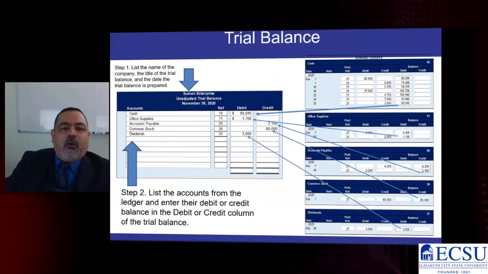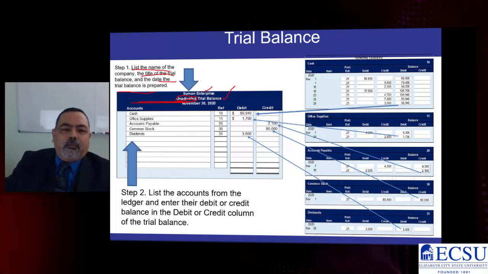In step number one, what I had said to you was you list the name of the company, the title of the trial balance, and the date the trial balance is prepared. Now, for clarity purposes, I have written unadjusted trial balance here. Even if I don't write that, and just write a trial balance, it is understood to be an unadjusted trial balance. That's something that you have to understand. And if you want to write unadjusted trial balance, it's absolutely fine too.